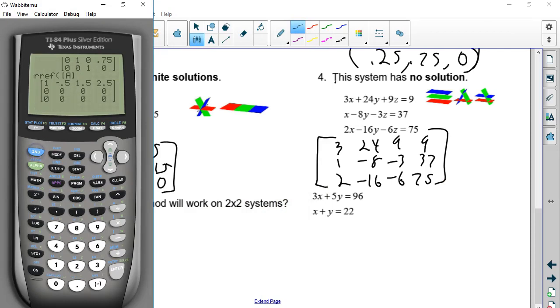So I go to matrix. I go over to edit. Go into my matrix, and I want to change the numbers to 3, 24, 9, 9, 1, -8, -3, 37, 2, -16, -6, and 75.